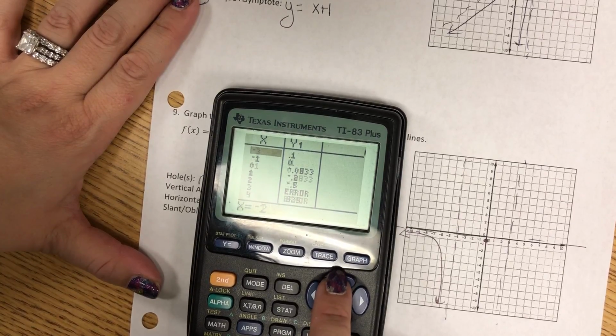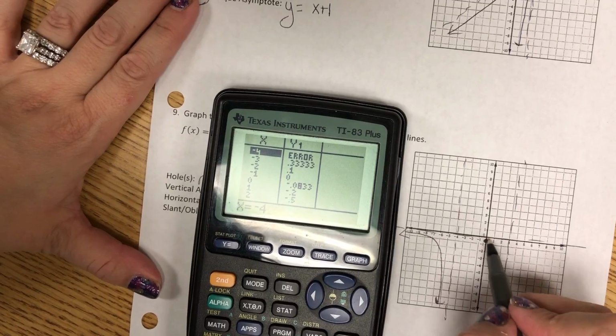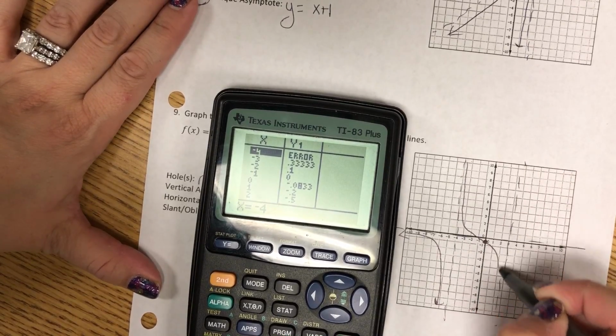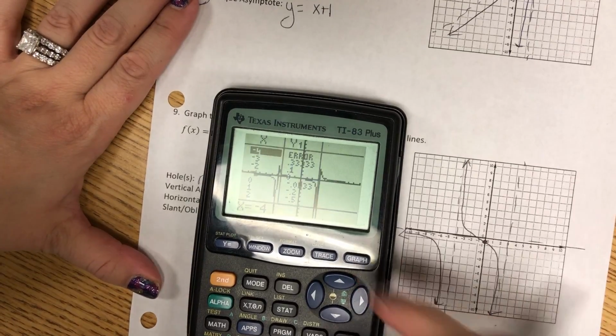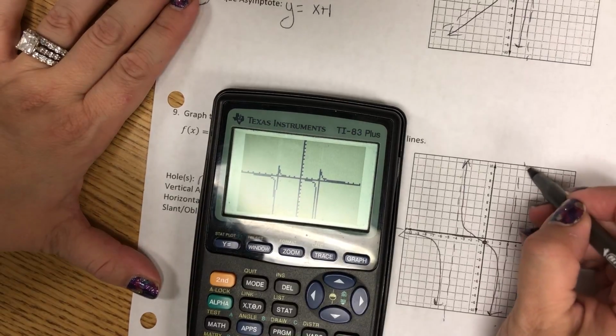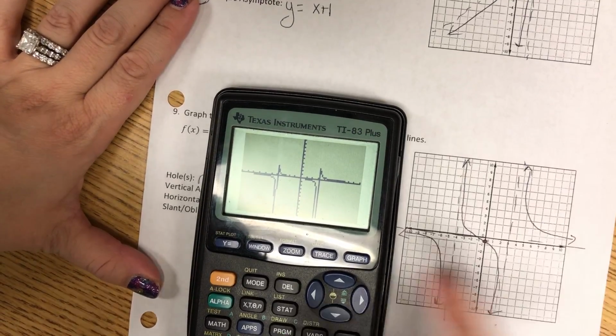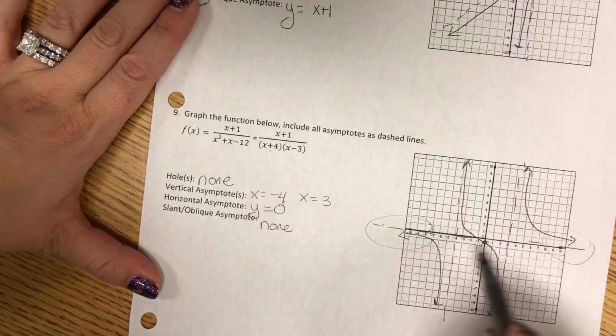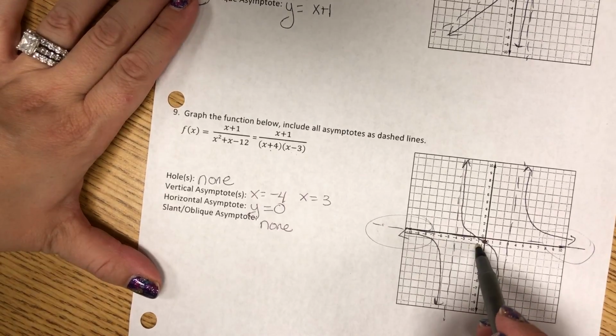Let's see some negative. Negative, these are really tiny, so it goes like this. That's this piece here. And then, so asymptotes, the horizontal asymptote is only for end behavior. You can cross it in the middle of your graph.